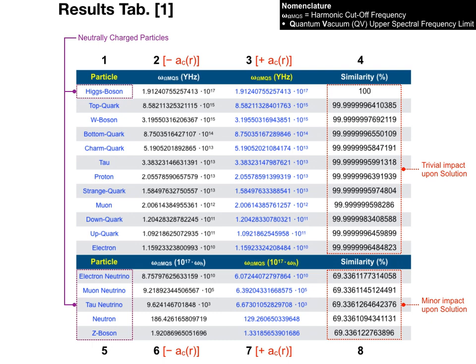We show that, for charged particles, the similarity between solutions is extremely high, so any impact upon the solution derived in this episode is trivial. For neutrally charged particles, the similarity between solutions experiences minor impact, that is, a dissimilarity of approximately 30%. We describe it as minor because the harmonic cutoff frequency is many orders of magnitude above the Planck frequency. Hence, being so far above the Planck frequency means that a 30% disparity isn't that meaningful. Okay, let's move on to our next table of results.